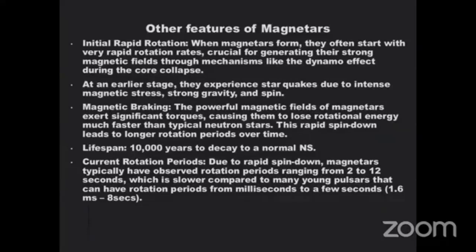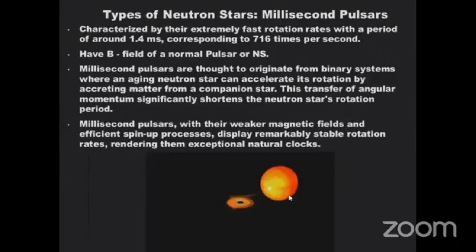Okay, so now the current rotation period. Due to the rapid spin down, magnetars typically have observed rotational periods ranging from 2 seconds to 12 seconds. I mean, those ones that we have observed, their periods are much longer than typical pulsars, which are between 1.6 milliseconds and about 8 seconds.